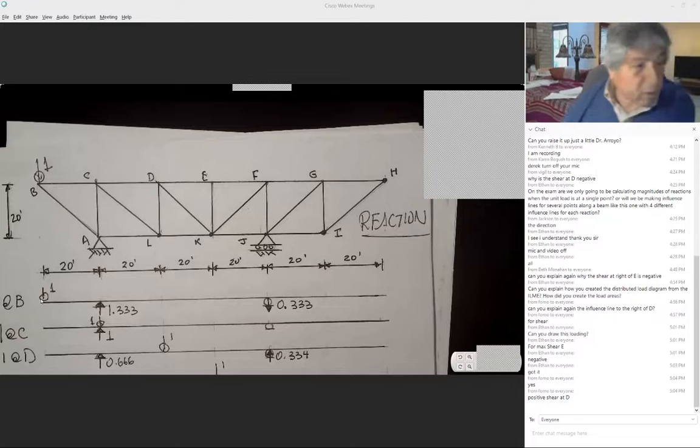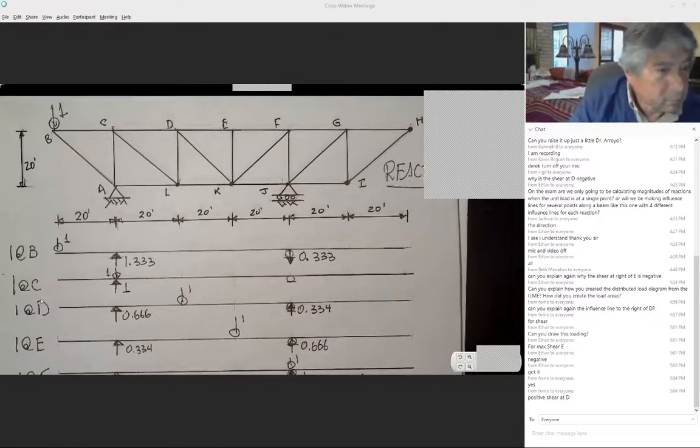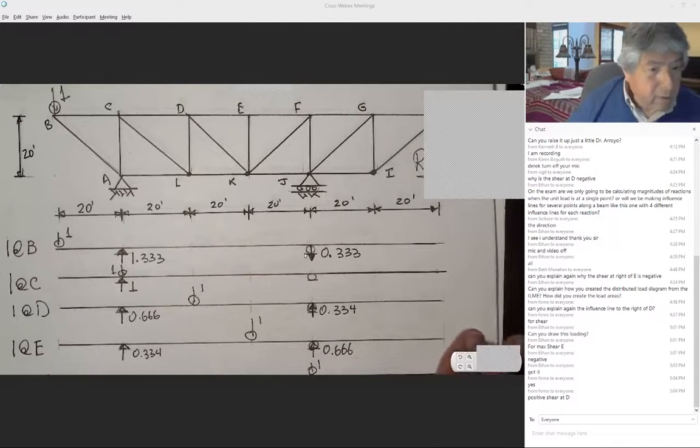So when the unit load is at this particular location, it's producing this reaction. Exactly the same that we did before. We are computing reaction. I'm not even looking at what they ask for. If I have the reaction, I could compute any value that they want me to compute.